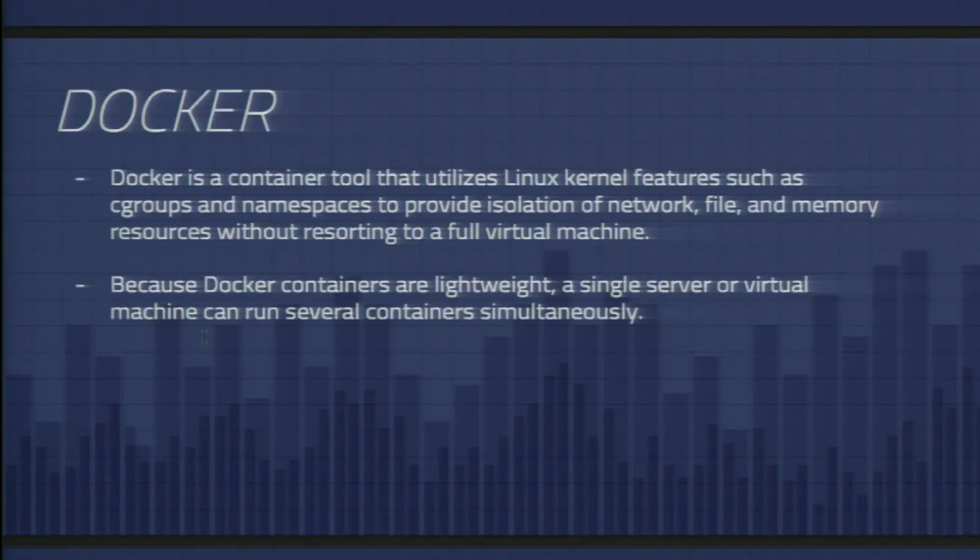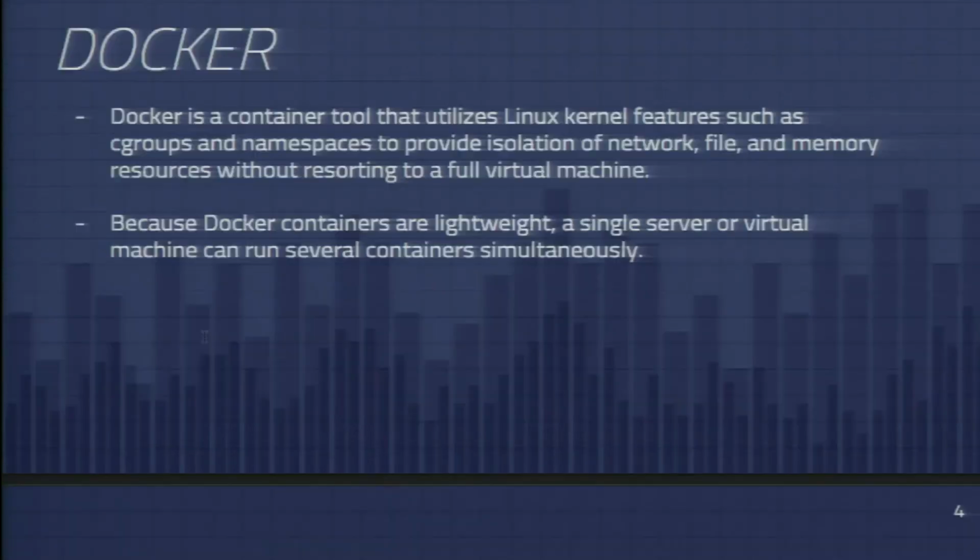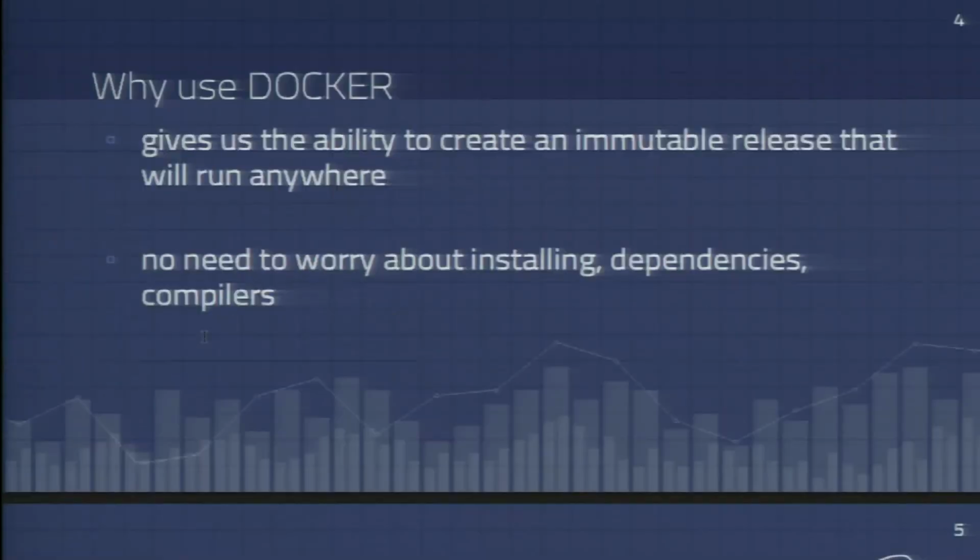I think much of the audience will already be aware of that, but still I would like to introduce it. Docker is a container tool that utilizes Linux kernel features such as cgroups and namespaces to provide isolation of network, file and memory resources without resorting to a full virtual machine. Since you all know that these are lightweight, on a single server or virtual machine, they can run several containers simultaneously, and you don't need to worry about your local machine, like what other resources are installed and whether it is going to conflict with that. So why use Docker as far as continuous delivery is concerned?